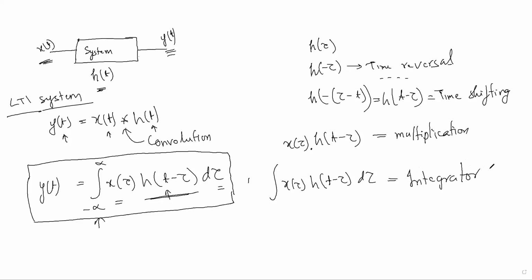Integrator, you can say, right? Integration only. Integration operation also there. So there are total 4 operations. Okay. This is for continuous time signal.